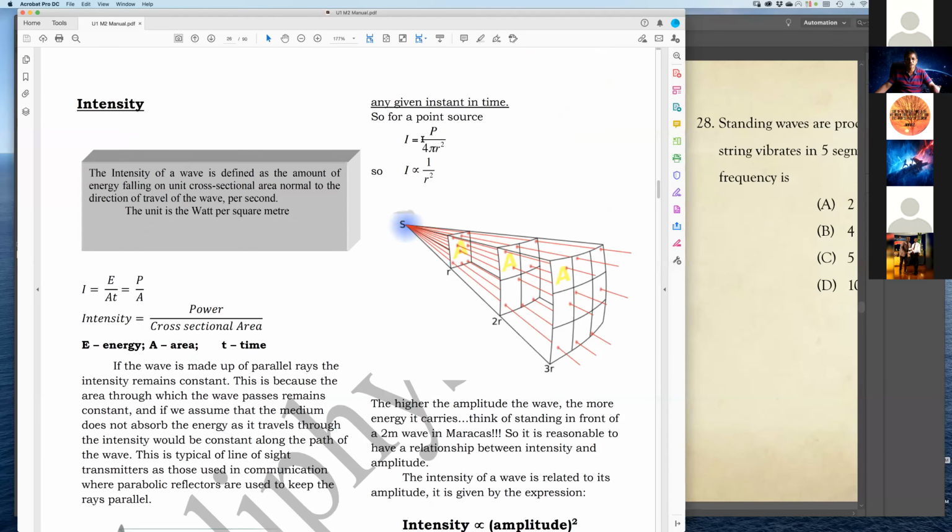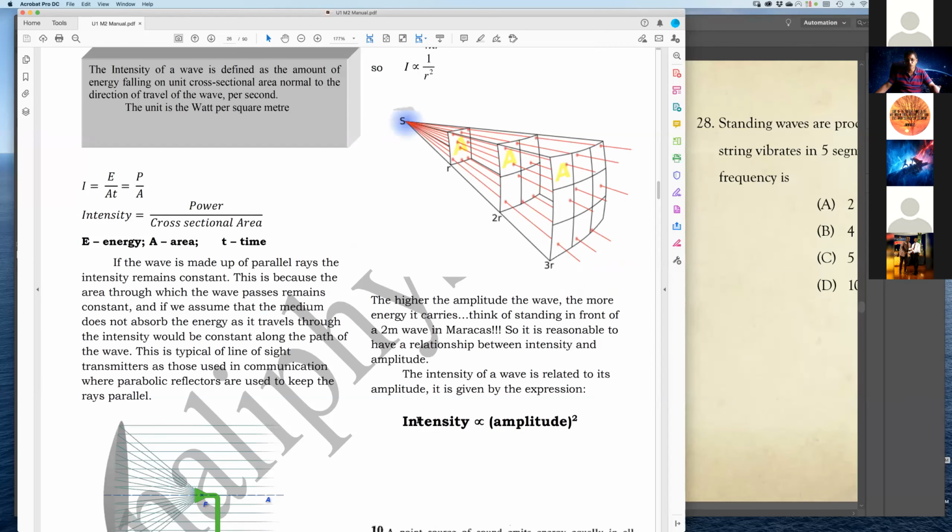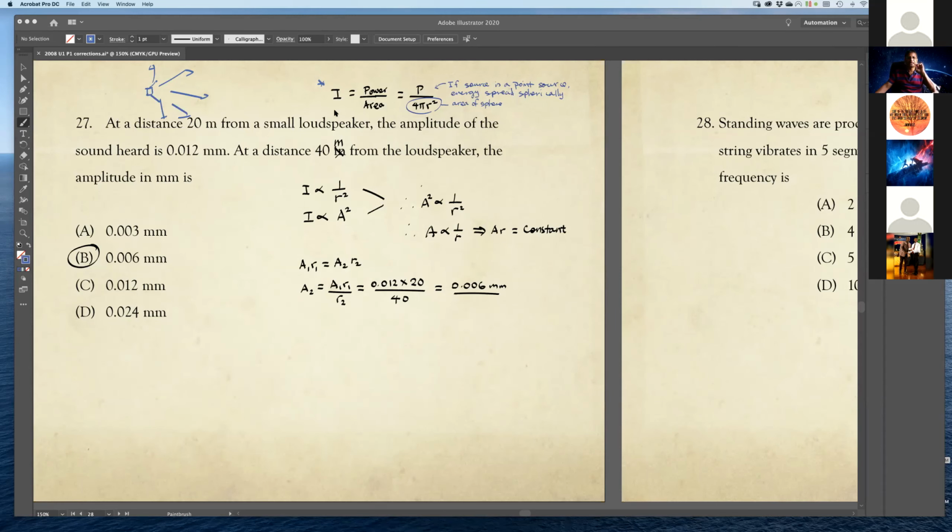look right here. For a point source, and you could actually derive this, the intensity is the power divided by the surface area of a sphere, because you're pretending this energy is being spread over a solid angle of 360 degrees. So the first idea is that for a point source, the intensity is proportional to 1 over r squared. The second idea is that the intensity of a wave is proportional to the amplitude squared. So these are the two points on which this question is based.